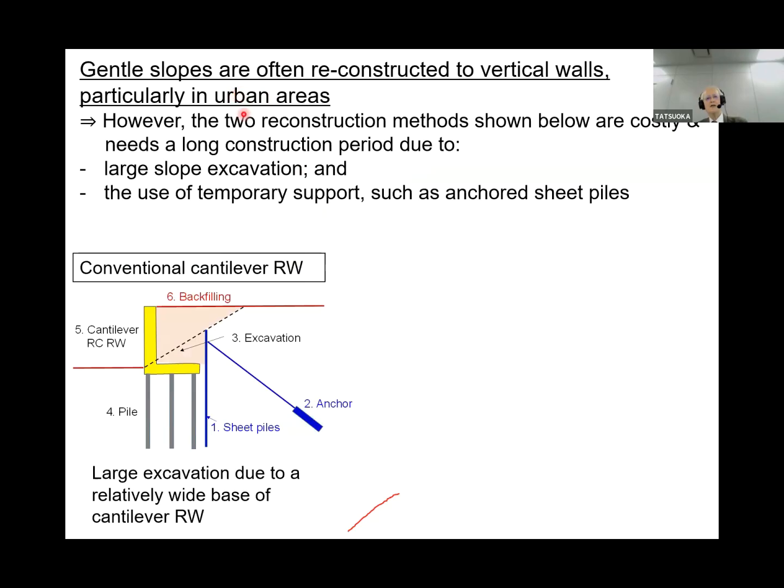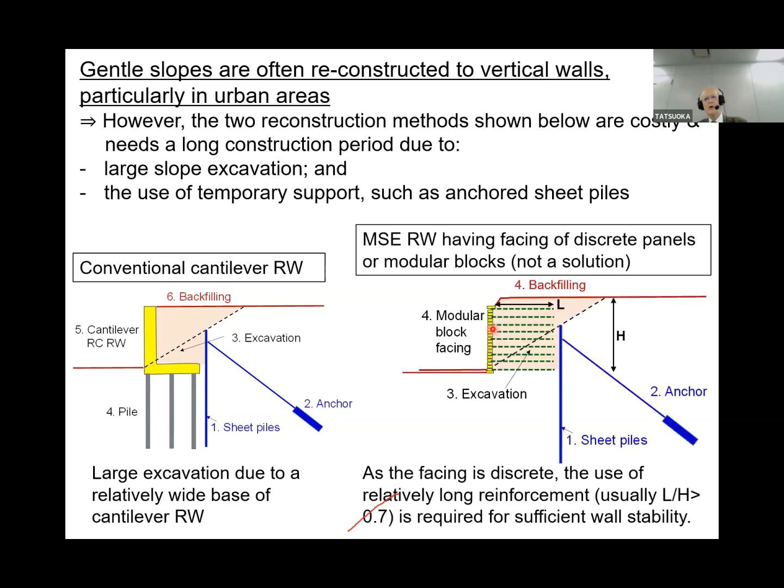Gentle slopes are often reconstructed to vertical walls, particularly in urban areas. However, the two reconstruction methods shown below are costly and need a long construction period due to the large slope excavation needed and the use of temporary support, such as anchored sheet pile. In the case of geogrid walls with modular block facing, we need a long geogrid to ensure stable behavior of the wall. So we need large excavation, and we need sheet pile and anchor.